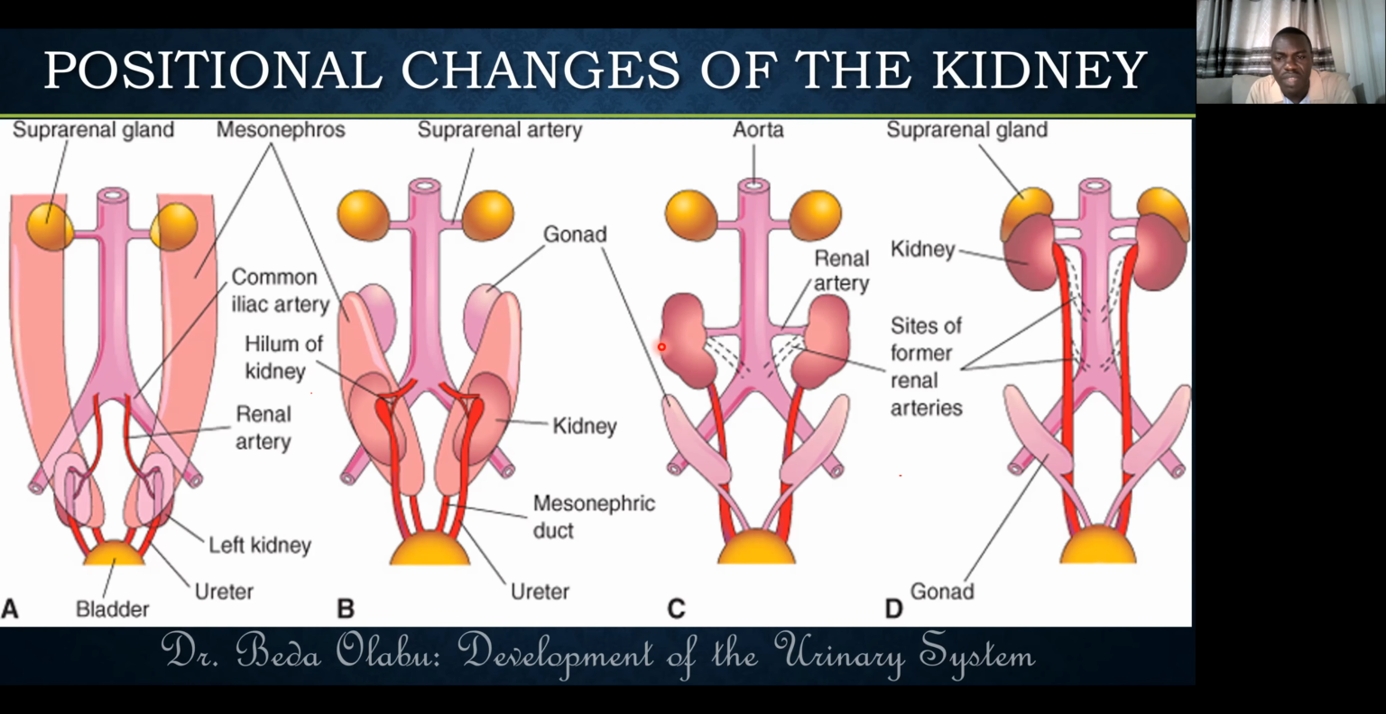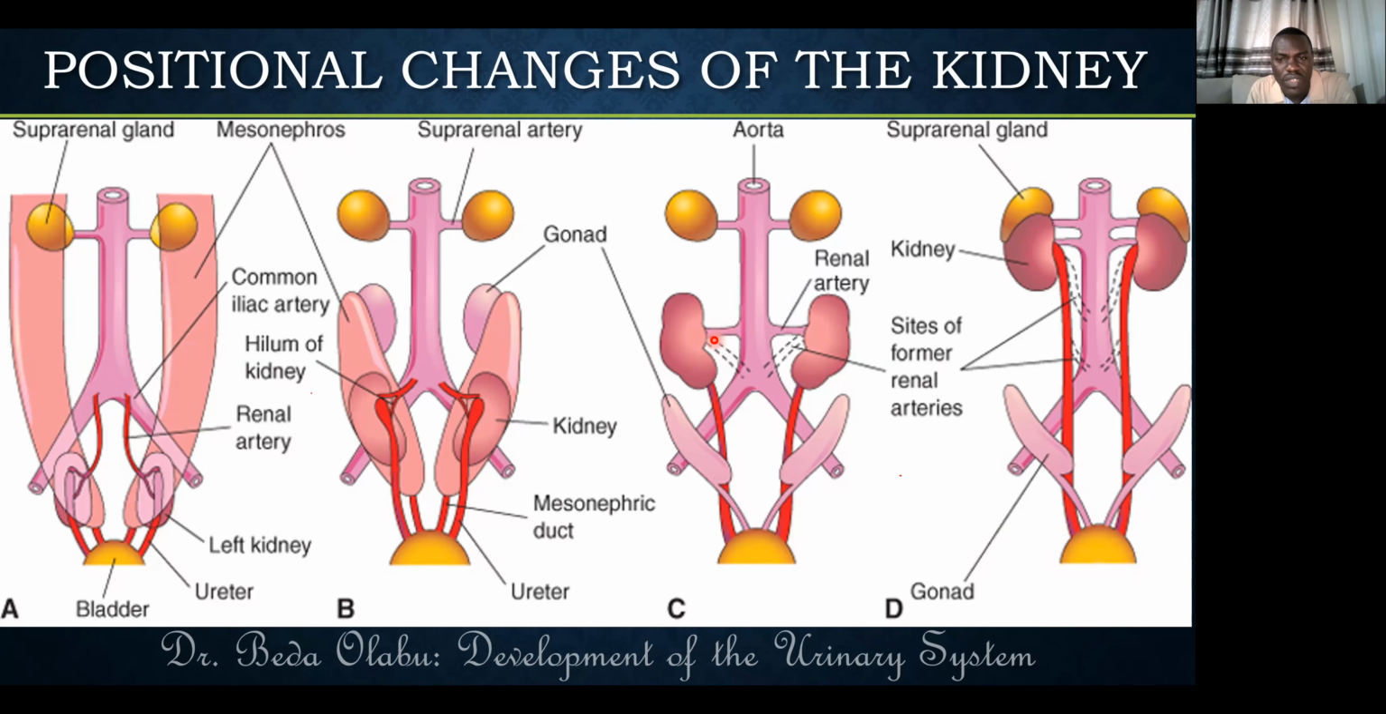Well, at the same time, the gonads are also descending, but we'll talk about that later when we look at the reproductive system development. For now, we are focusing on the kidneys. The kidneys ascend. What I want to picture in this journey of ascent of the kidney is how the blood vessels that supply the kidney change. So initially, the kidneys are supplied from these arteries here, common iliac arteries. But as the kidneys go up, they change the blood supply.